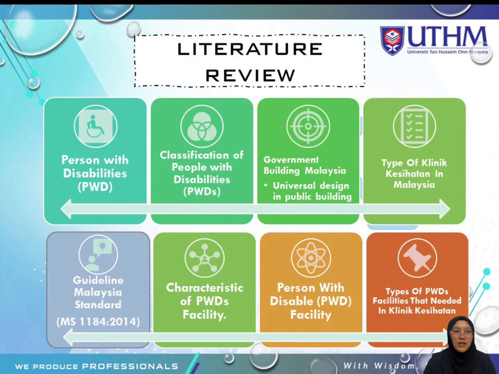Next is the guideline, Malaysian Standard MS 1184:2014. This guideline is followed for planning and using the correct person with disability facilities. Next is the characteristics of person with disability facilities. Second last is person with disability facilities. There are 15 facilities for government buildings or other buildings, not only for klinik kesihatan. Lastly is the type of PWD facilities needed in klinik kesihatan, out of the 15 facilities. We finalized the PWD checklist shortened by 8, because 7 facilities are not needed in a small klinik kesihatan.